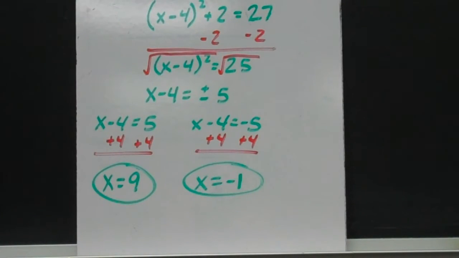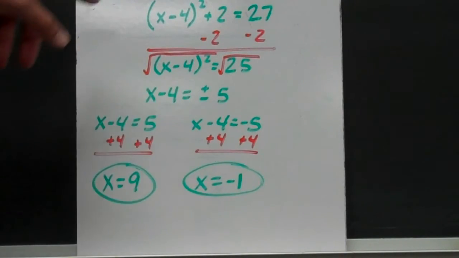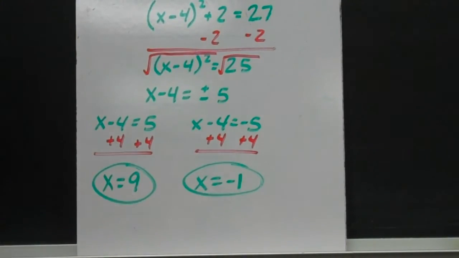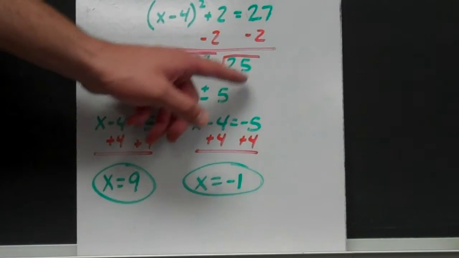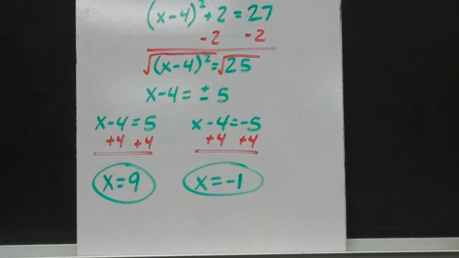Now, just like on the last problem, to undo a square root, we squared both sides. Here, to undo a square, we're going to take the square root of both sides. So the square root of the left cancels out the square, and we have x minus 4. The square root of 25 is 5.